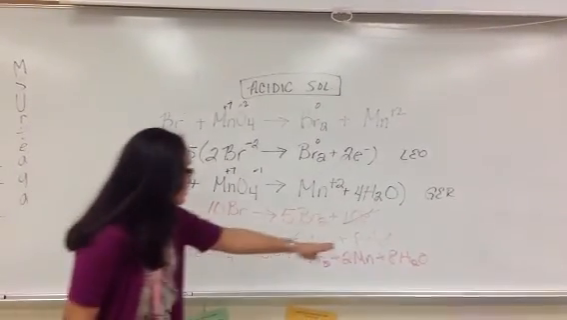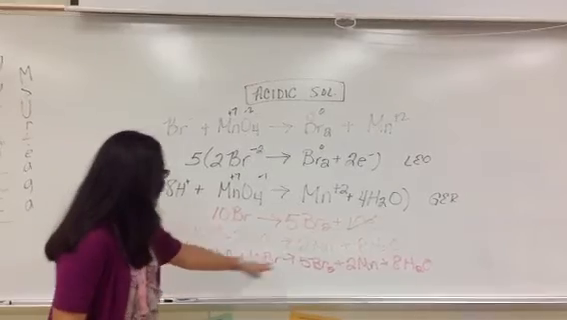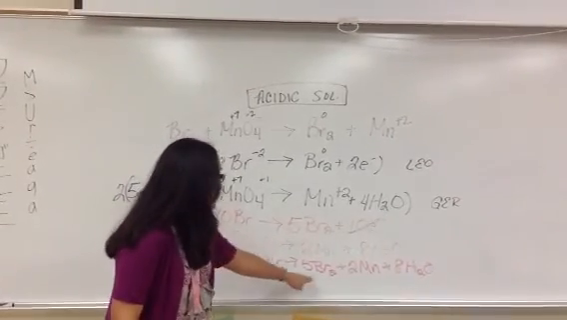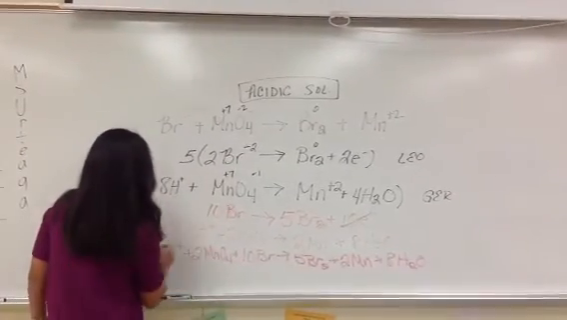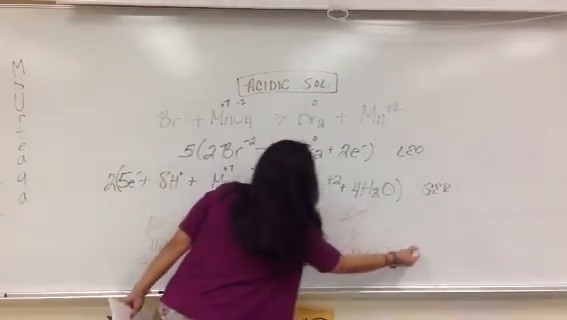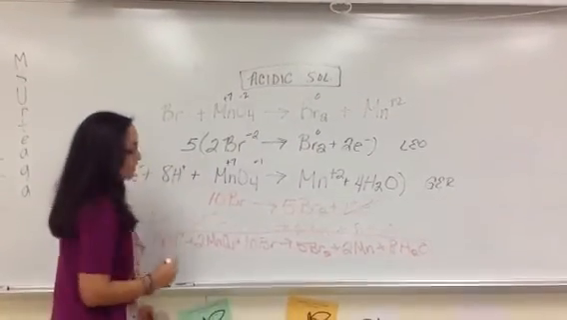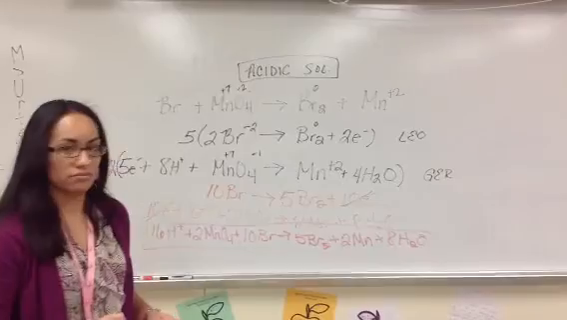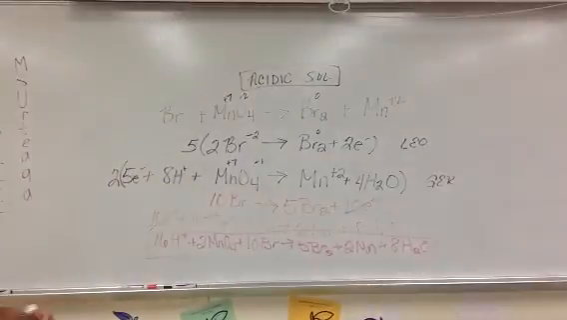I have 16 hydrogens, 16 hydrogens. 2 manganese, 10 bromines and 10 bromines. This is your final answer in balancing an acidic solution equation.